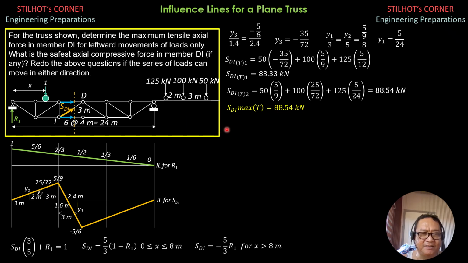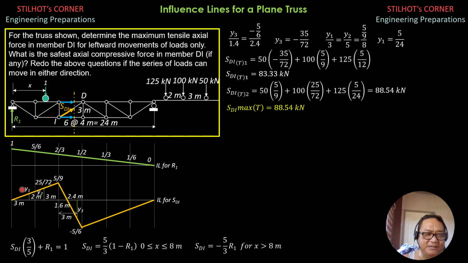Then for the second part, of course, if we have rightward movement, and it's the same if 50 will move first. If it is 125 that will move first, then 125 will give us the maximum tension value. If it is over this point, then its distance here would be, the next 100 is 2 meters from this position, and 50 would be somewhere here, which is 5 meters from that position.